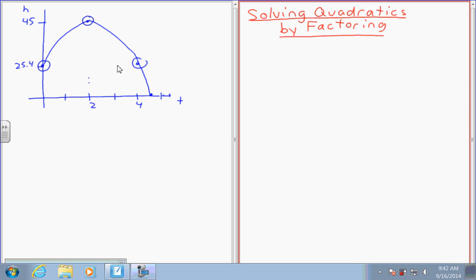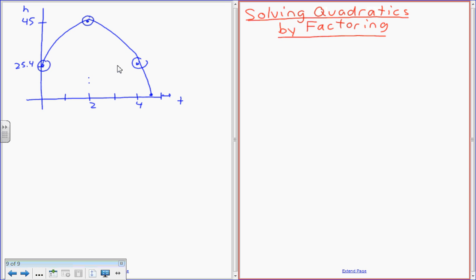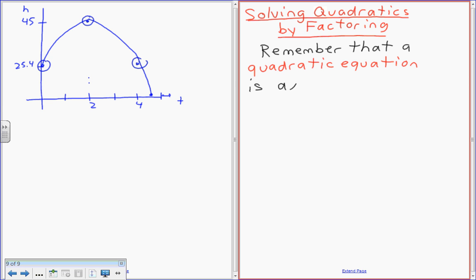You actually did it. Everyone did this last year if you came from applied. Okay. So remember that a quadratic equation is ax squared plus bx plus c.